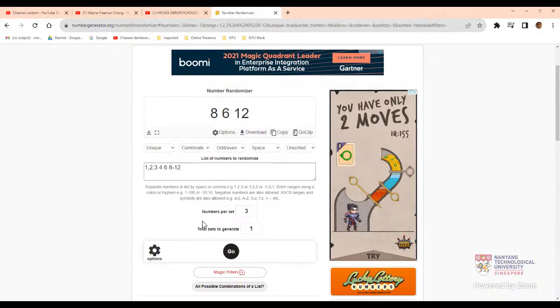So let's go to the first sequence. 8, 11, 3. So team 8, you are first, team 11, you are second, and team 3, you are third. Once again, team 8, you are first, team 11, you are second, and team 3, you are third. I will now bring down this random number generator and also stop share so that team 8 can prepare accordingly.